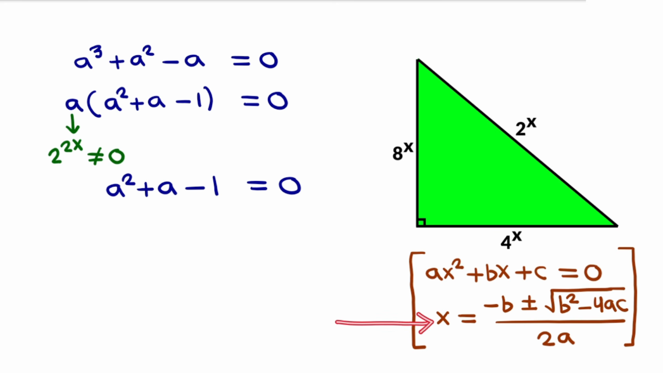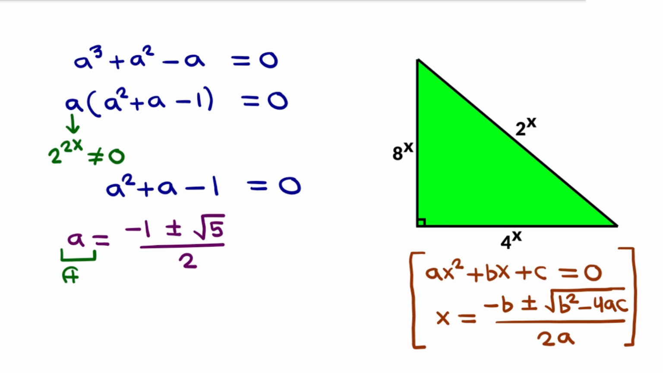Using the quadratic formula, we get a equals negative 1 plus or minus the square root of 5, all divided by 2. Which solution should we keep? Well, a is an exponential quantity, so it must be positive. That means we discard the negative solution, leaving us with a equals negative 1 plus the square root of 5, all divided by 2. And here's a fun observation. This number is actually the reciprocal of the famous golden ratio.